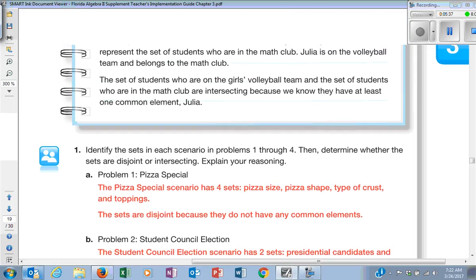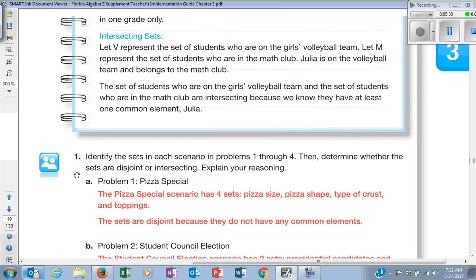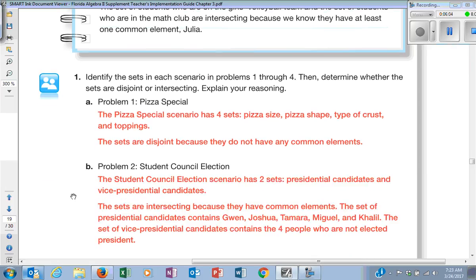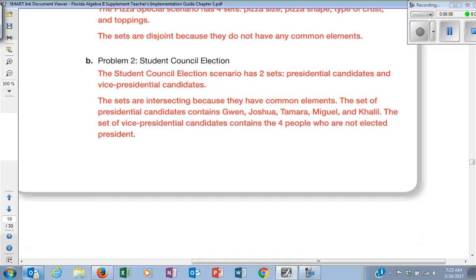In our student council one, how many sets did we have? How many holes did we have to fill? Two: president and vice president. Were those sets intersecting or disjoint? They were intersecting because the list that I had for president was also the same list that I had for vice president. So those are intersecting. Do you guys see this? Is it making sense?